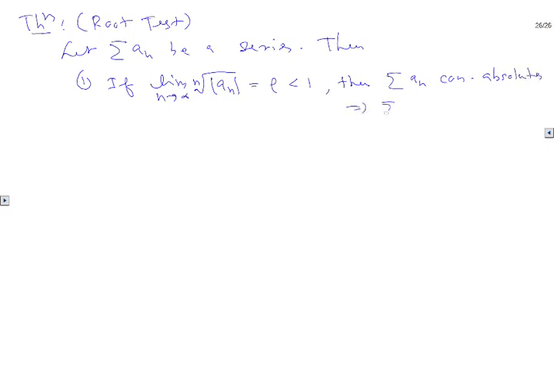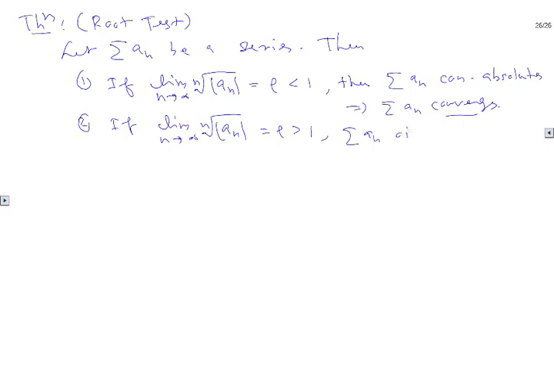That implies the series converges. You can directly write converge, that's okay. And number 2, if the limit as n goes to infinity of the nth root of the absolute value of a_n, rho, is greater than 1, the series diverges. And the third one, if the limit as n goes to infinity of the nth root of a_n equals 1, the test fails.